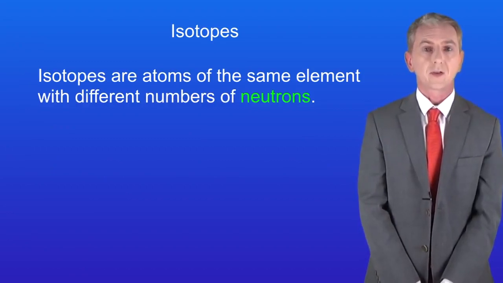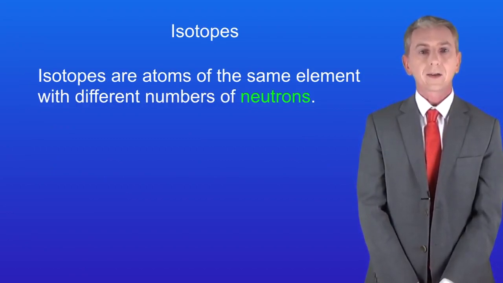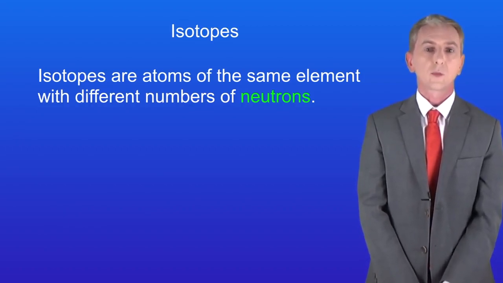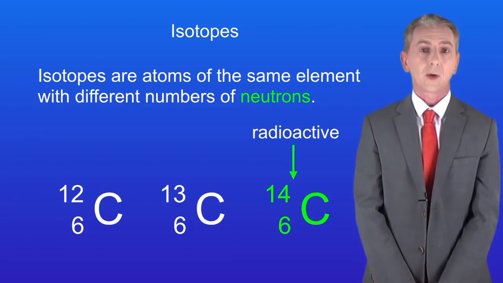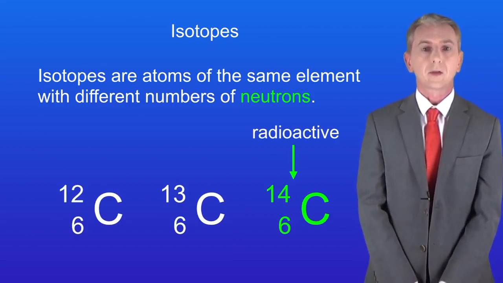Recently, we looked at the idea of isotopes. We saw that isotopes are atoms of the same element with different numbers of neutrons. I'm showing you 3 isotopes of carbon here. Now, carbon-14 is actually a radioactive isotope, so let's look at what that means.